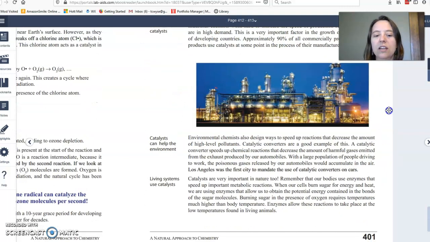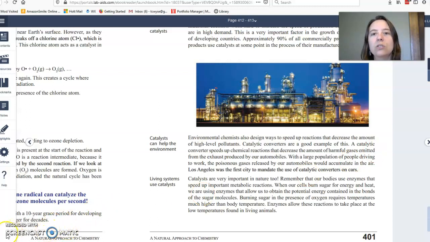And looking at catalytic converters found on cars, these are examples of catalysts that help. There are chemical reactions that occur in the catalytic converters that take out some of the toxic gases that would otherwise be shooting out into the atmosphere and polluting the atmosphere and also our lungs.